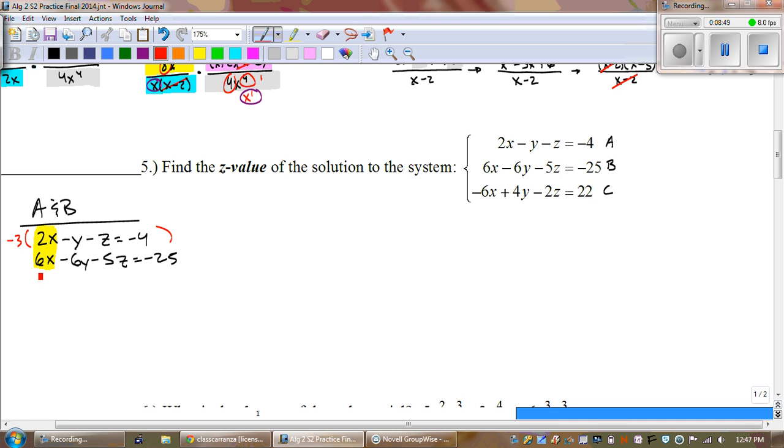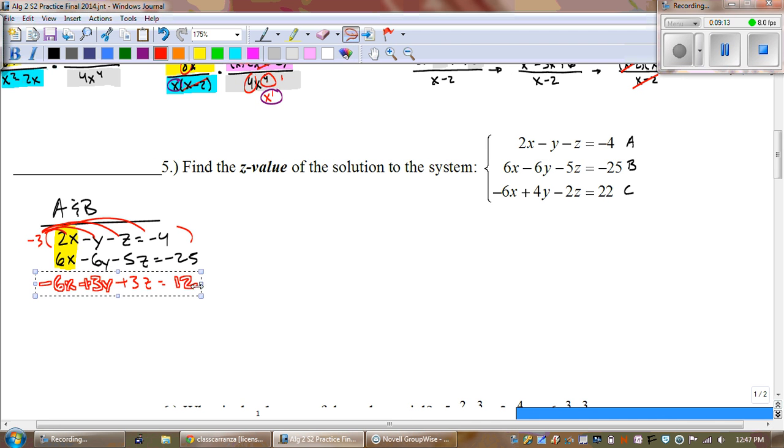Okay, so that changes to a negative 6x, a positive 3y, a positive 3z, and a positive 12. Okay? And so we're going to combine that. Let me move this a little bit now. Oh, that didn't come with. Let's just rewrite it. So that was plus 3z.